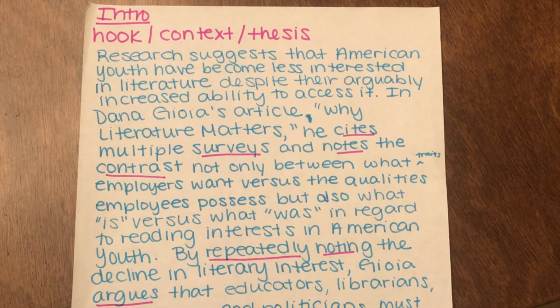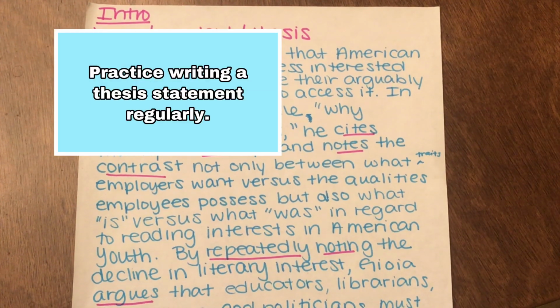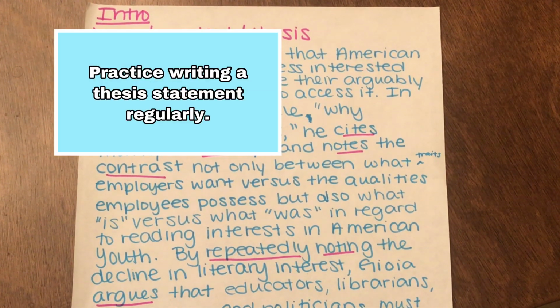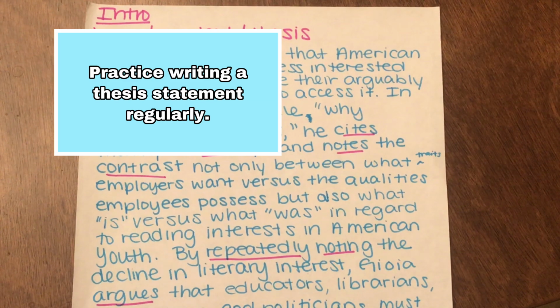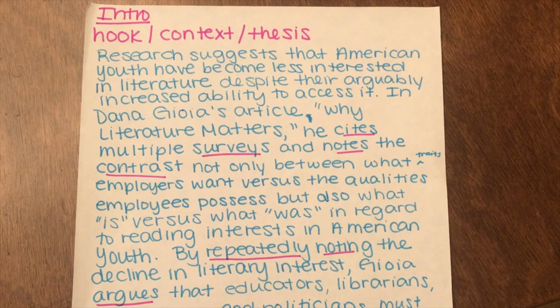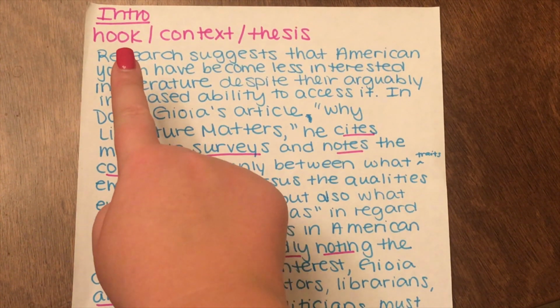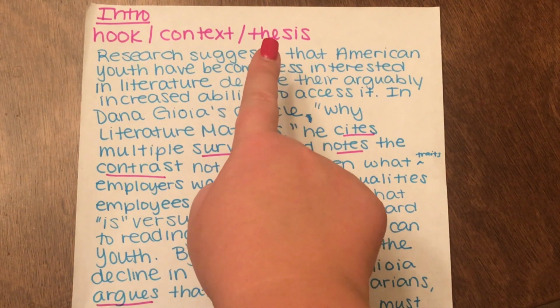One thing I do with my students is I have them practice writing thesis statements for almost every piece that we read. I give them a basic AP Lang question 2 prompt. What strategies does the author use to achieve his or her purpose? And they write a thesis statement because we need a strong thesis statement. However, you also need to know how to write an intro. So for an intro, ideally we would have a hook, context, and thesis.